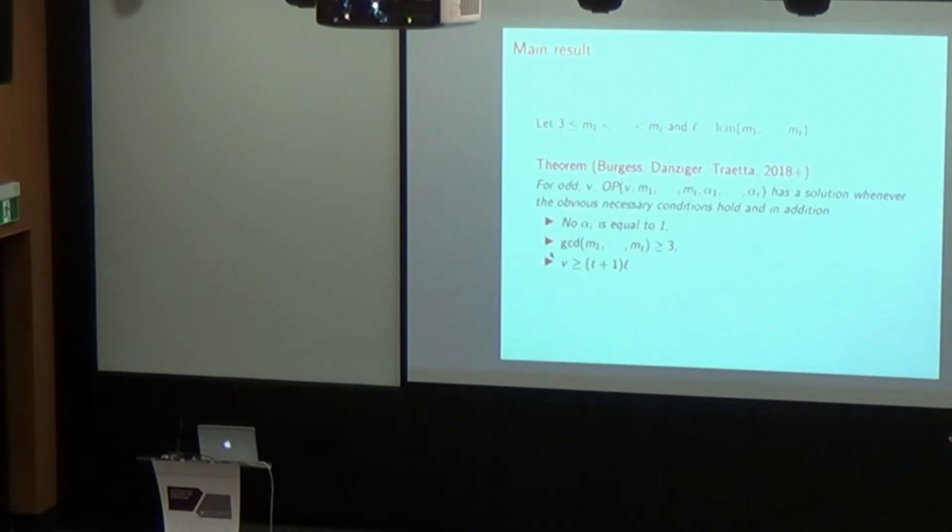Again, if we have one factor of a given type, our methods don't allow us to solve that. We need all of our cycle lengths to have a common factor of at least 3. So the GCD of the cycle lengths is at least 3, and V needs to be at least T minus 1 times L.